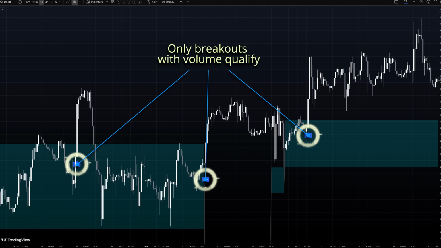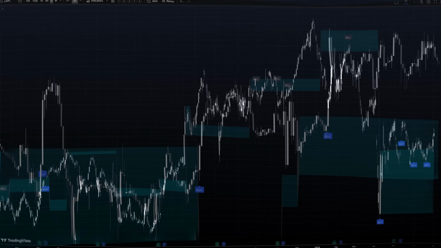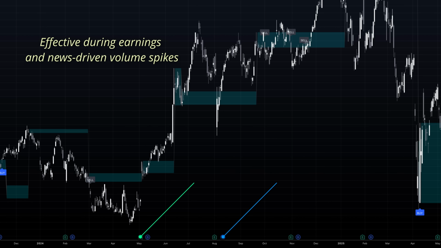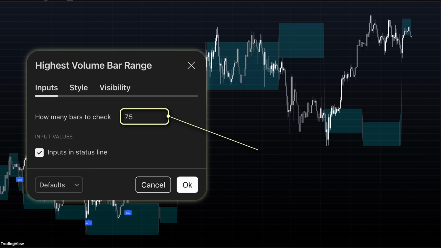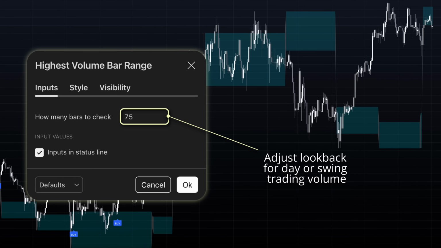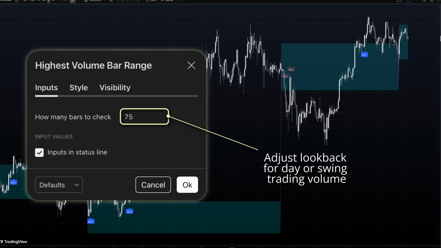Traders utilize this tool for volume-based breakout strategies, focusing on areas where significant trading activity previously occurred. The approach works particularly well during earnings announcements, news events, or other catalysts that generate unusual volume spikes. Day traders can use shorter look-back periods for intraday volume peaks, while swing traders can extend the observation window for longer-term volume significance.